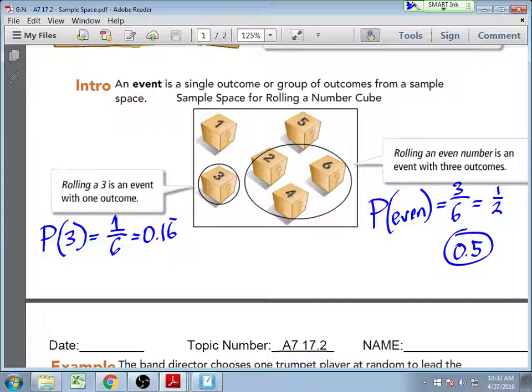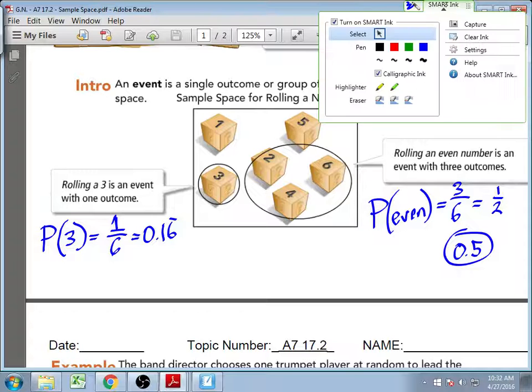Remember, when we're asking about probability, we're talking about the fraction or the decimal. When we talk about the percent, that's not actually the probability, because probability has to be between 0 and 1. So the percent is how likely it will occur, but when we ask for probability specifically, we're talking about fraction or decimal.